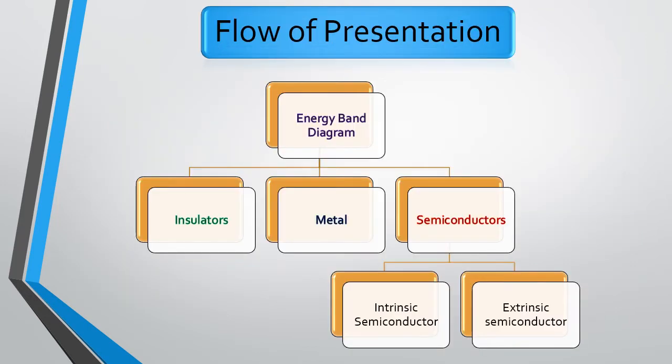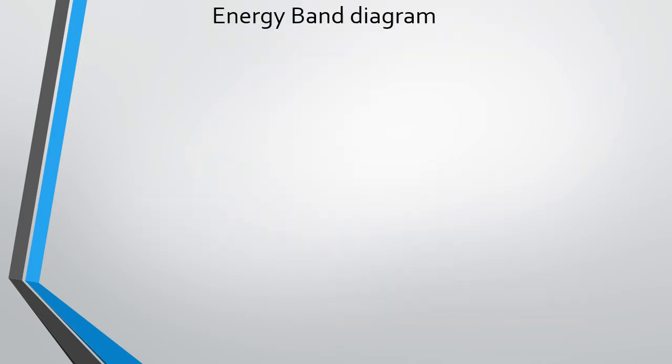The flow of presentation will be: what is an energy band diagram, energy band diagram for insulators, metal, semiconductors, difference between the three energy band diagrams, and then the energy band diagram of intrinsic semiconductor and extrinsic semiconductor. So let's start with what is an energy band diagram.